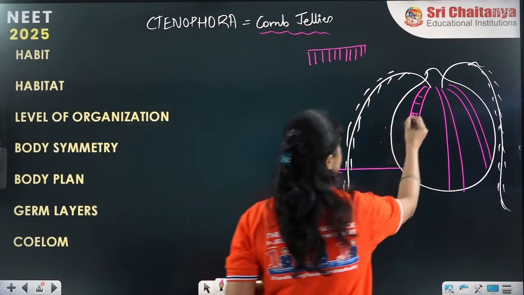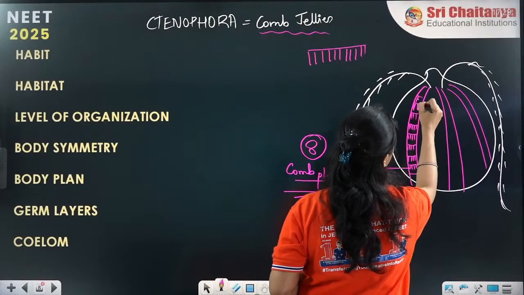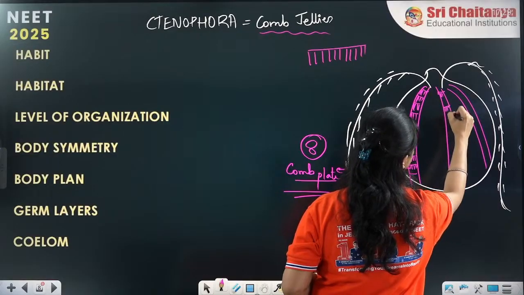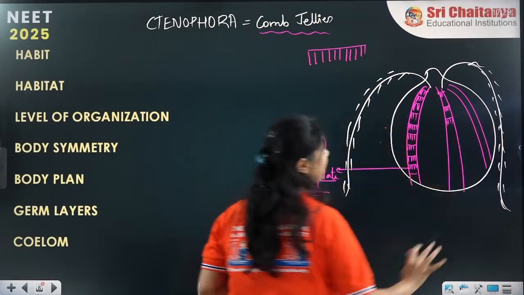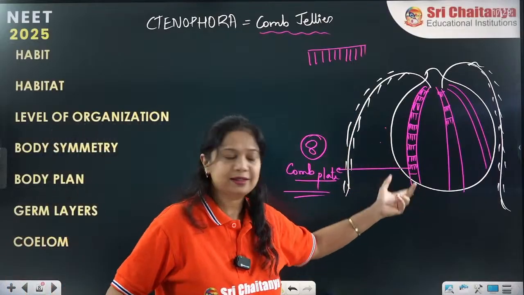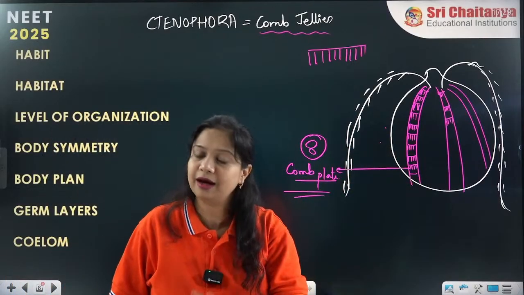Now these are the comb plates present, like this. So these are the 8 rows. I have not made 8 rows over here. We can see only 3 strips, but like that 8 are present.